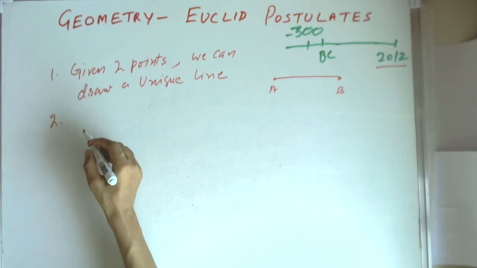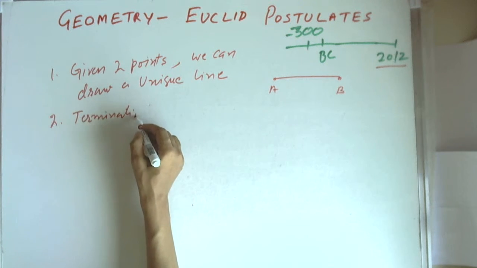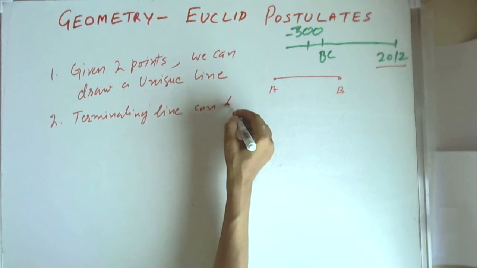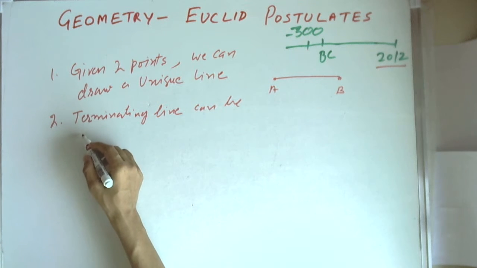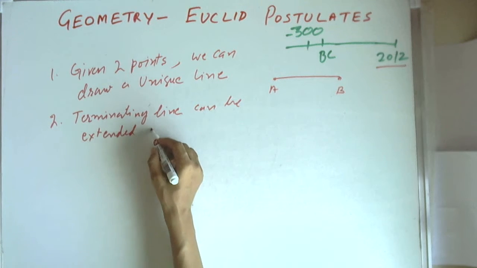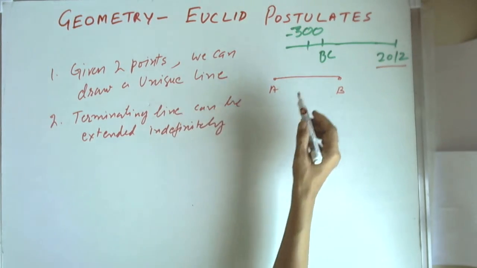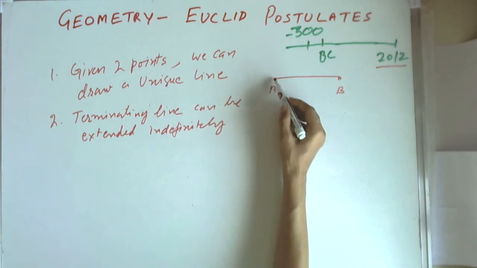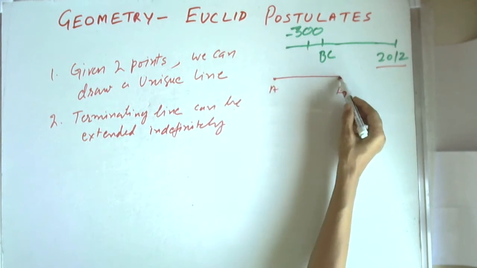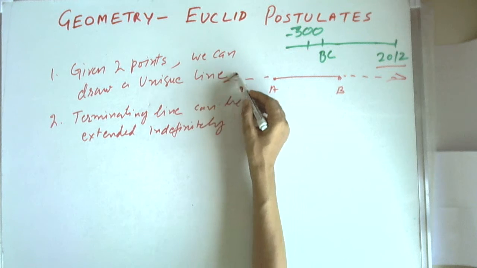The second one is that a terminating line can be produced, can be extended indefinitely. So it means if we are talking of a terminating line, say for example this is A and B, and we are saying that they are terminating at A. This is limiting here, but this we can extend indefinitely. So this will go in this direction, both directions.